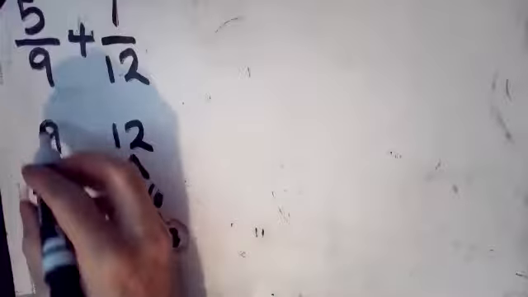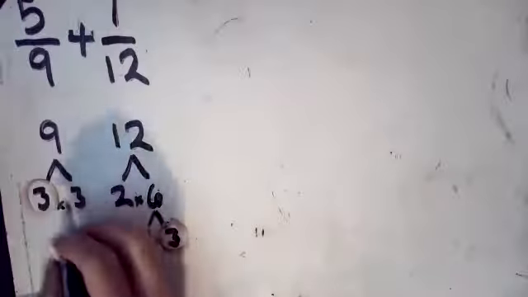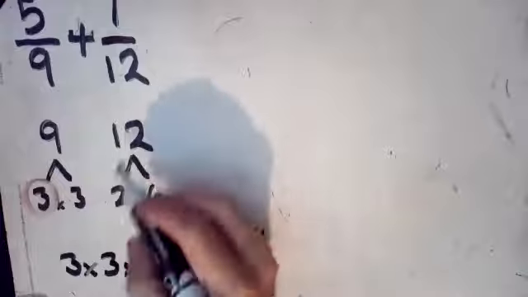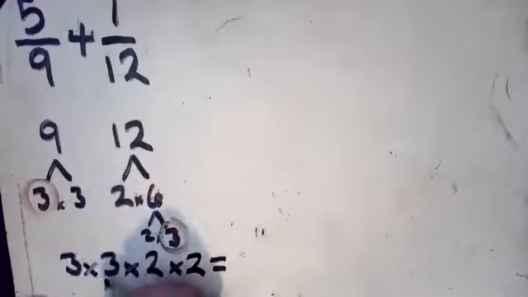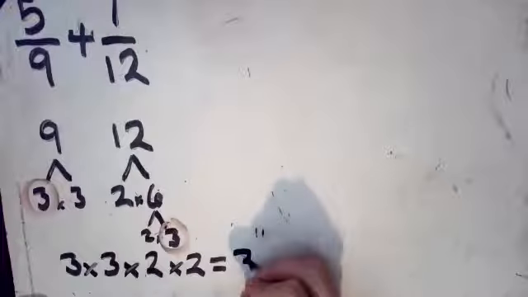Do they share anything else? No, they don't. So I'm going to start with the number they share, 3, times the numbers that only show up in my first one, which is the 9, and that is a 3, times the numbers that only show up in my second number, which is 12, and the 12 has a 2 and another 2. And now I can multiply. 3 times 3 is 9. 9 times 2 is 18. 18 times 2 is 36.